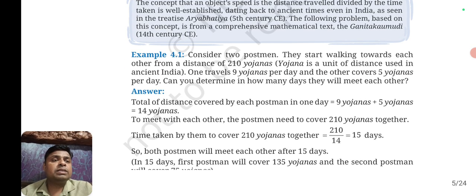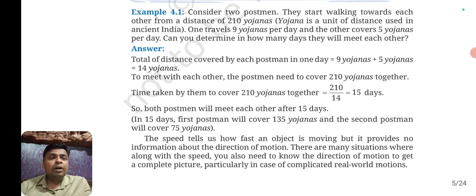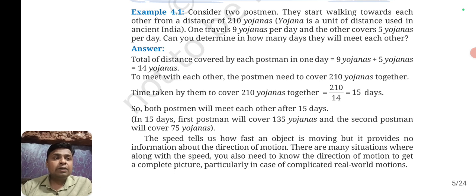Consider two postmen. They started walking towards each other from a distance of 210 yojan. Yojan is a unit of distance in ancient India. One travels 9 yojan per day, the other covers 5 yojan per day. So can you determine how many days they'll meet each other?